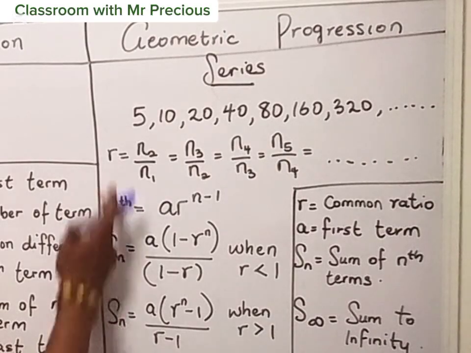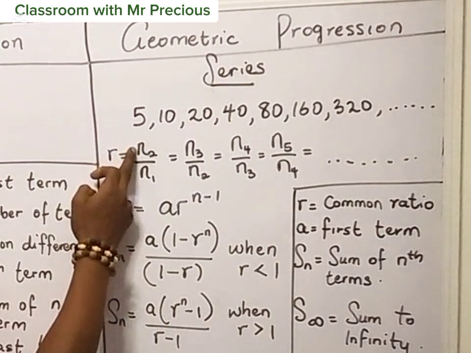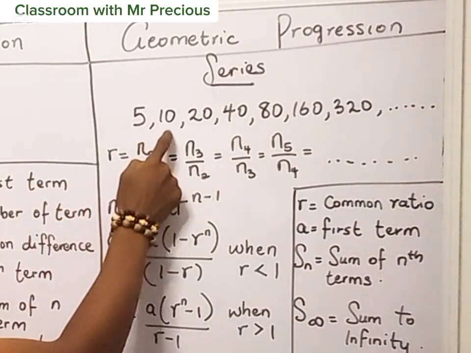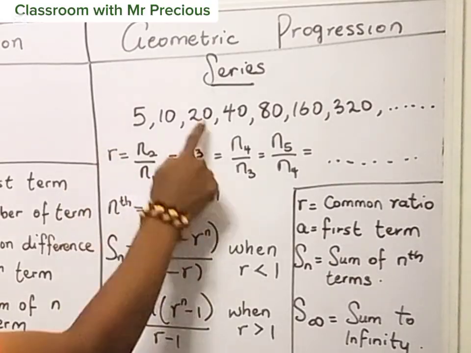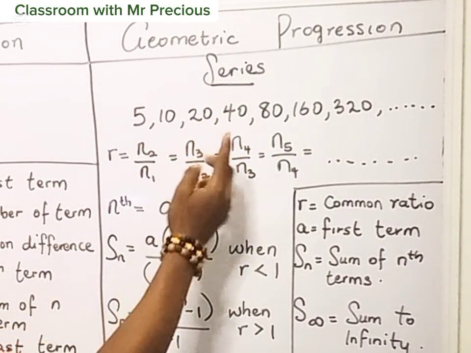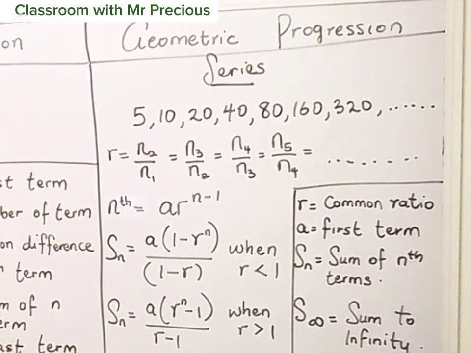Now in series, the difference here is not the same as the common difference in sequence, because in sequence we do second term minus first term, but here we do second term divided by first term to get the common ratio. So if you try it here, 10 divided by 5 gives us 2, 20 divided by 10 gives us 2, 40 divided by 20 gives us 2. No matter how you do it, you will always get the same common ratio.